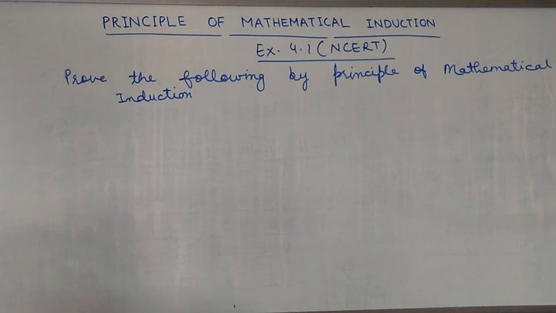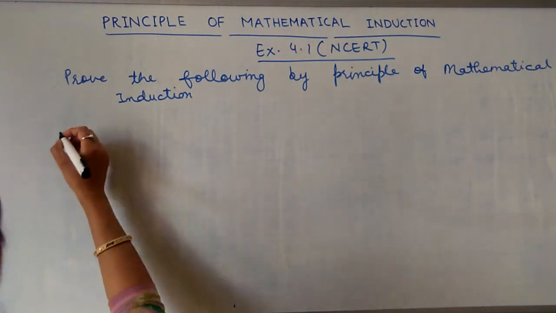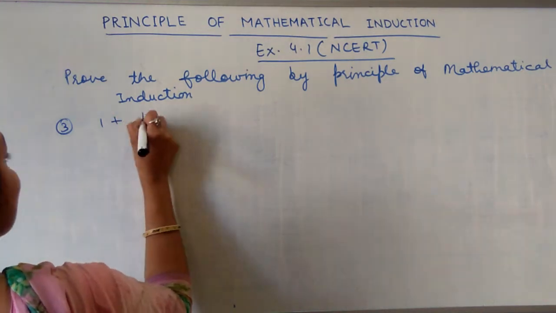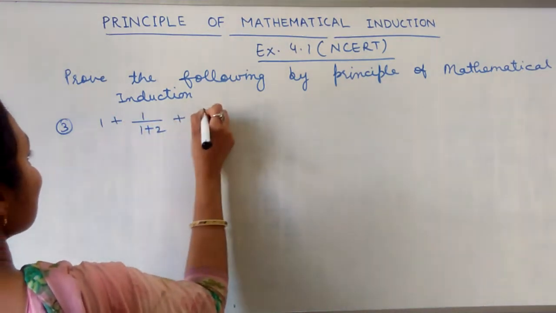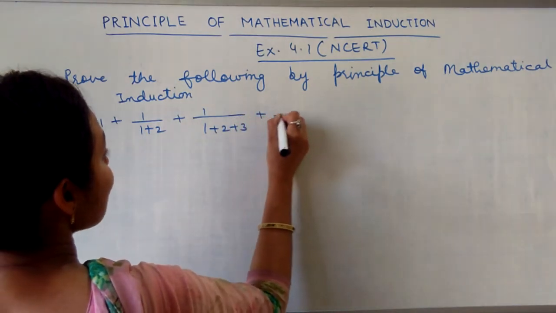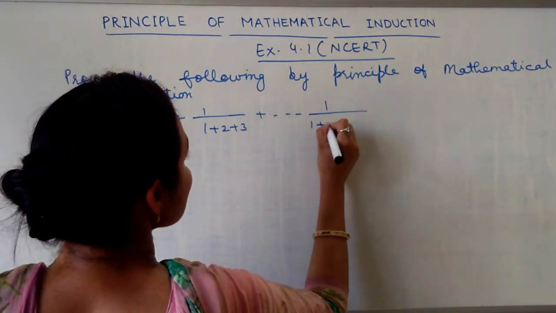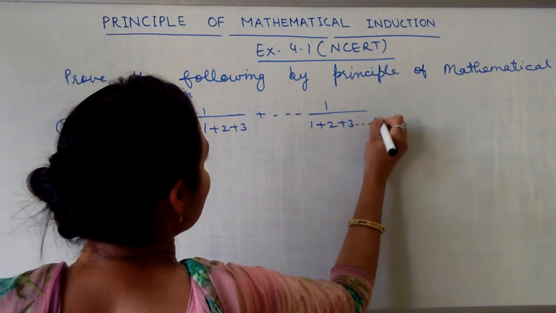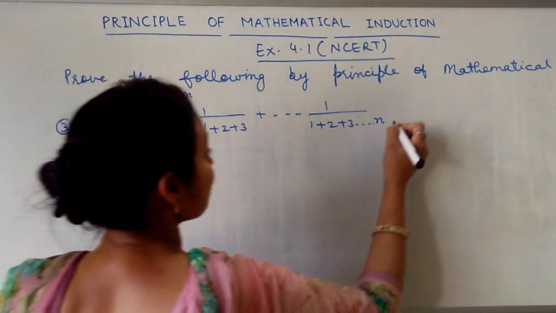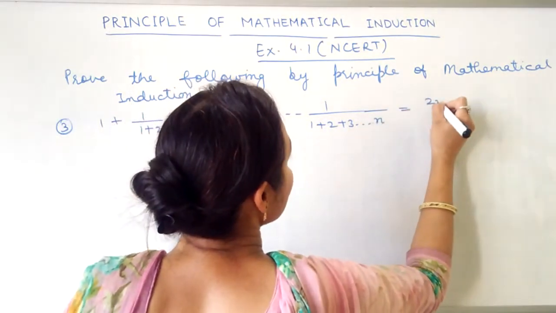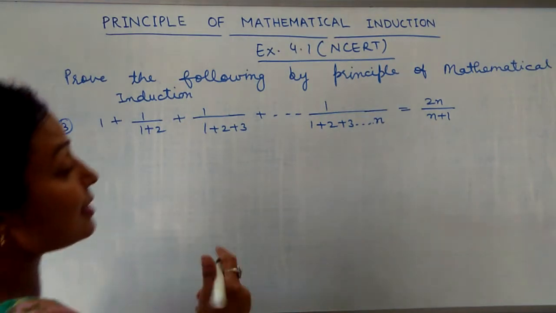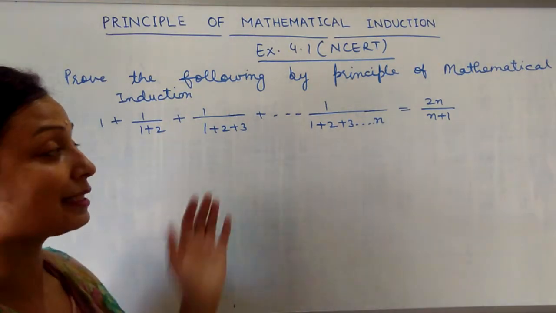The third question is 1 plus 1 upon 1 plus 2, plus 1 upon 1 plus 2 plus 3, and so on, up to 1 upon 1 plus 2 plus 3 and so on up to n. You have to prove that this equals 2n upon n plus 1. So this is the question. You have to solve this question.